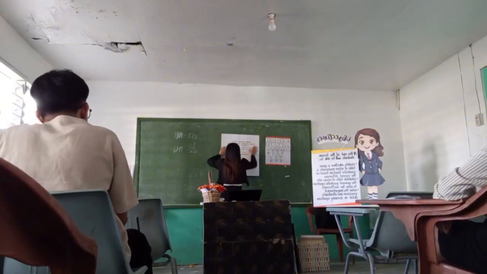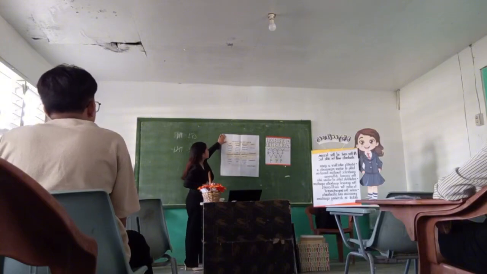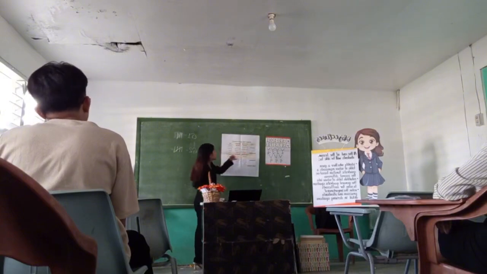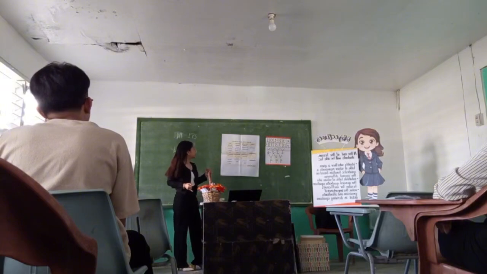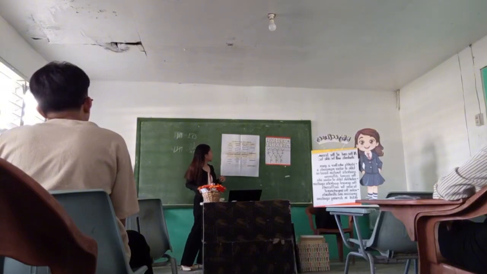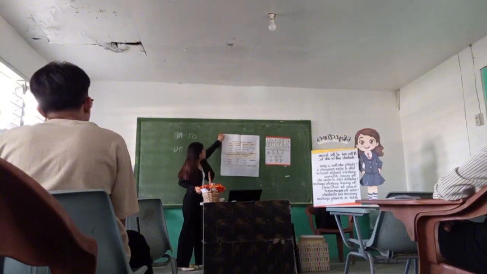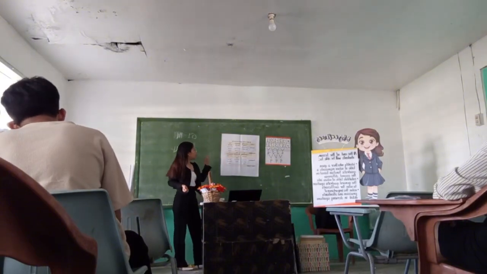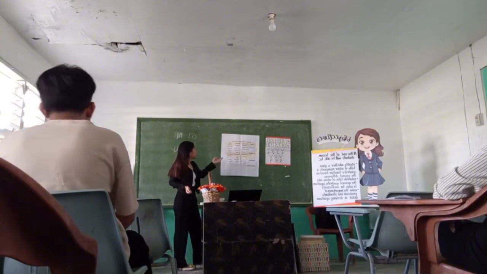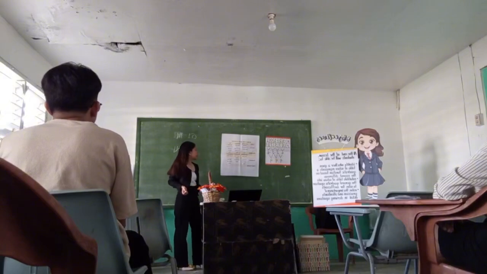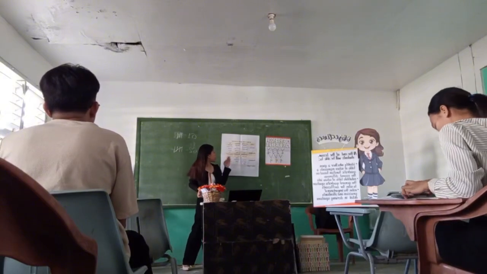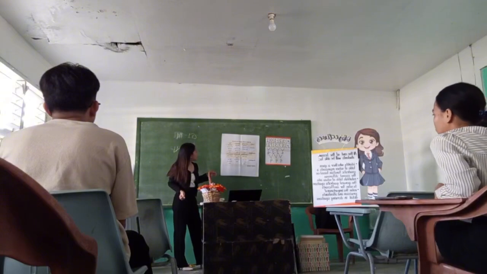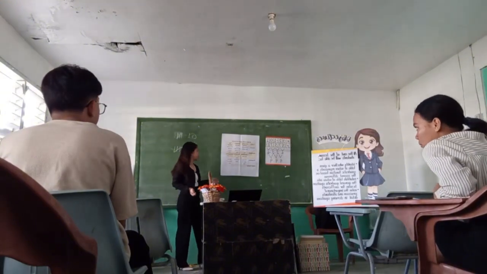Let me read it for you. For the rubrics for the group activity, we have the criteria. Accuracy: you get 5 points if all answers are correct, satisfactory, 4 points if some answers are not correct, and fair, 3 points if all answers are not correct. For the presentation, 5 points if the presentation was clear, 4 points if the presentation is not that clear, and 3 points if the presentation is not clear. And for promptness, 5 points if finished ahead of time, 4 points if finished on time, and 3 points if did not finish on time.